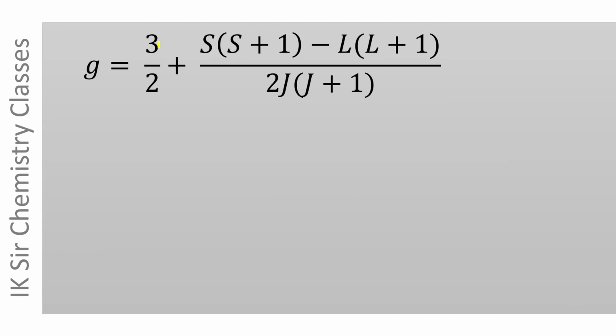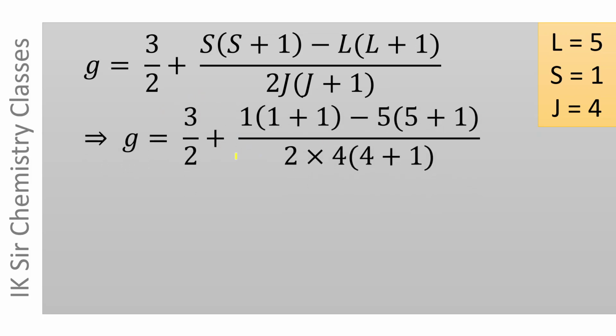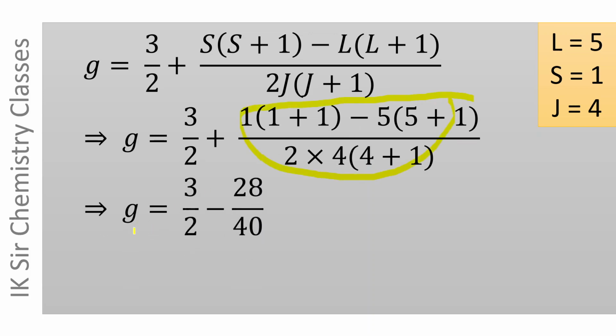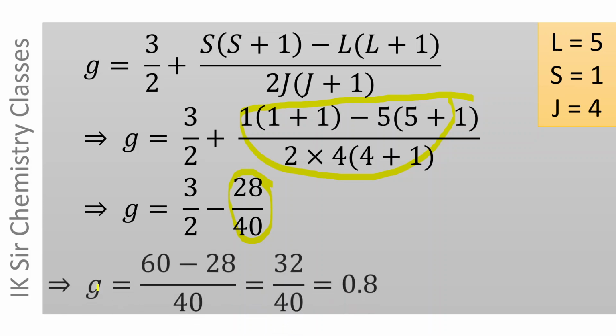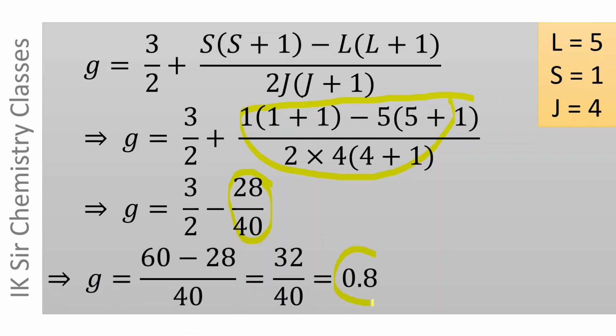The value of G is given by this relationship. We have already seen that the value of L is 5, S is 1 and J is 4 for Pr triple plus ion. On putting these values in this equation, we have this expression. On solving this term, we have G equals 3 by 2 minus 28 by 40, and on further simplification we get G equals 0.8. Thus the G value for Pr triple plus ion is 0.8, which is much smaller than that for free electron, that is 2.0023.